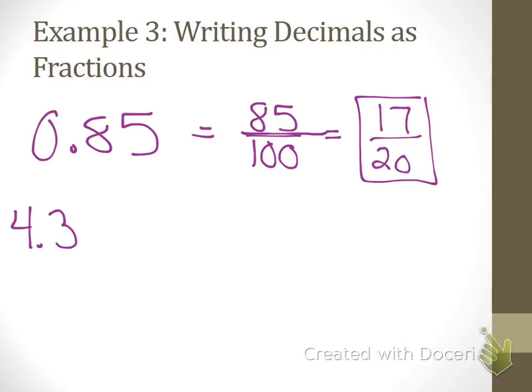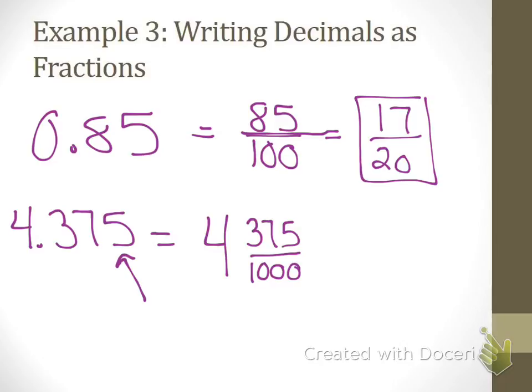All right, now I want you to do this decimal. Write it as a mixed number. Okay, so the 4 goes out front as my whole number in my mixed number, and then 0.375 I need to put over what? What is my denominator? Do you agree? 1,000? Yes, it is 1,000 because 5 is in the thousandths place. 1,000, and 375 goes in my numerator.